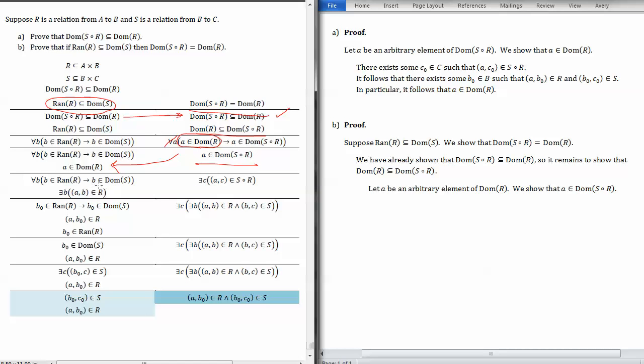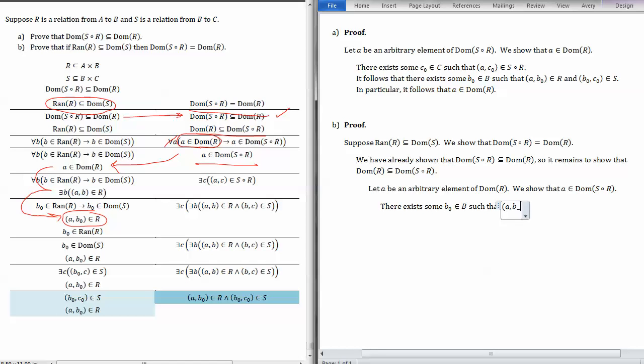Now, the first thing was to use A in domain of R to get this definition, which gave us a B naught such that A B naught was in R. So I will say there exists some B naught in B such that A B naught is in R. And then right after that, we said that, well, if that's in R, that means that B naught has to be in the range of R. So it follows that B naught is in the range of R.